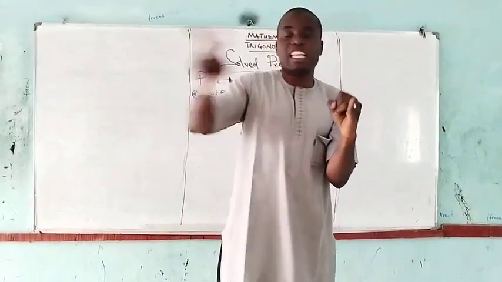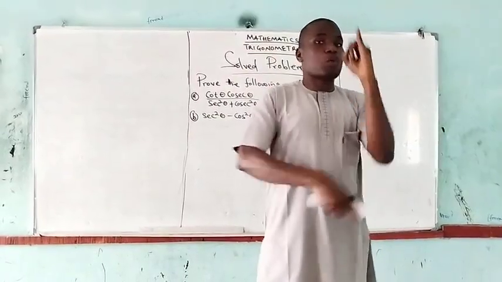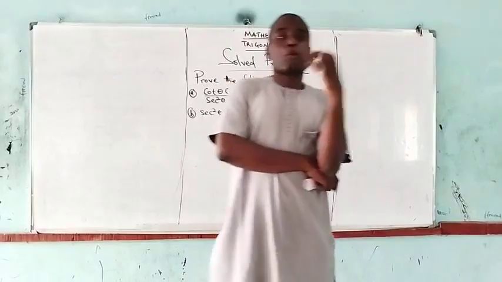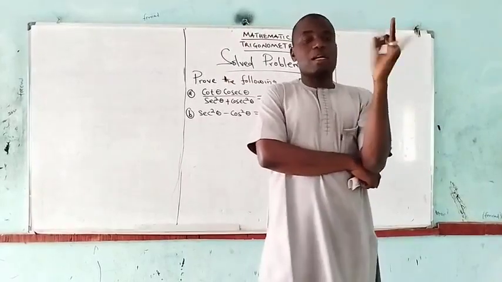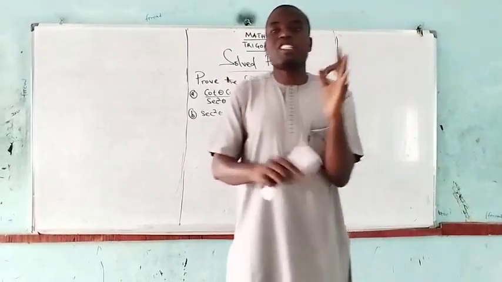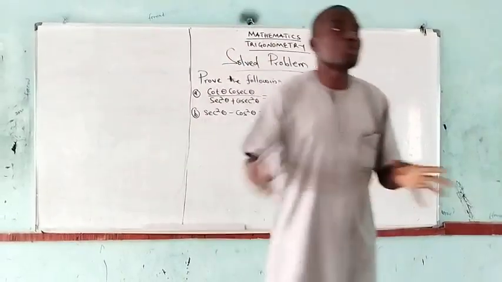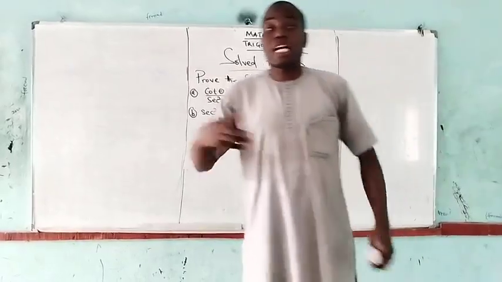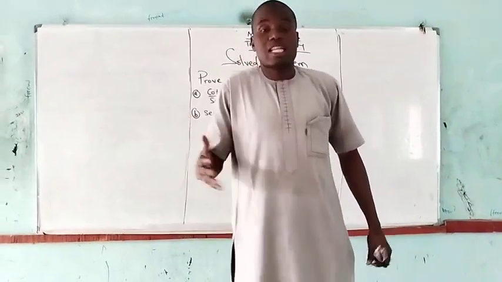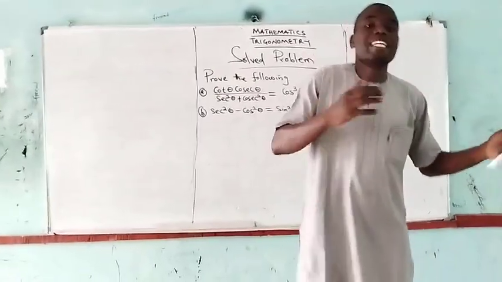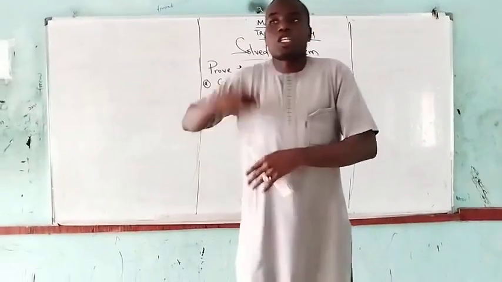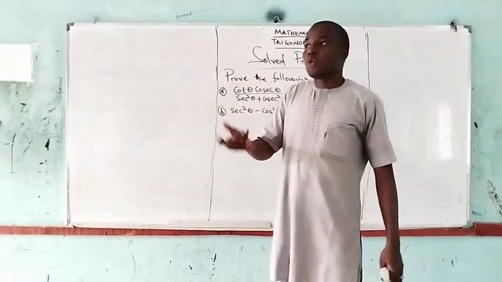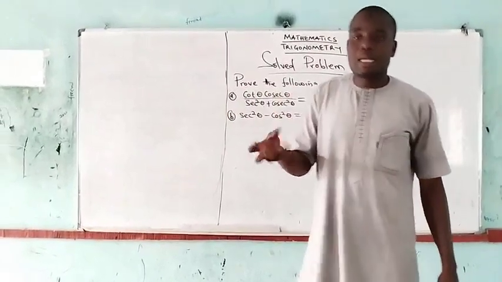Station prove that this equals this. In the questions you will see: prove that, or show that, or verify that the left hand side equals the right hand side. It means prove that this equals this. Should you start from the left hand side to get the right hand side, or the right hand side to get the left hand side? Which one am I supposed to check?